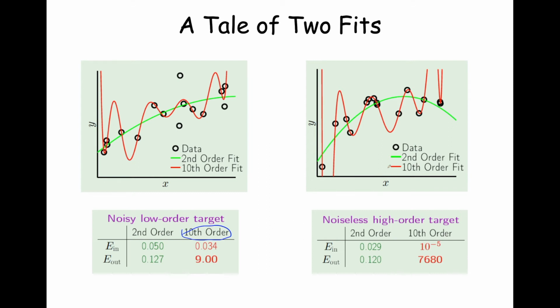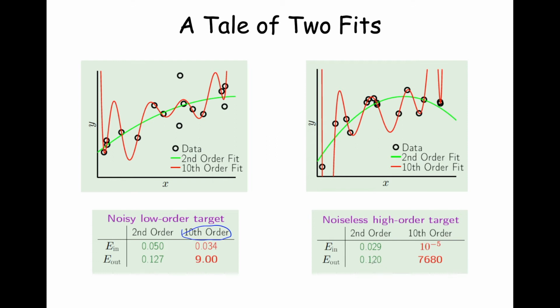So let's take a look at the noiseless high-order target function. That was the 50th order polynomial. And again, we're going to fit with a second order hypothesis set and a 10th order hypothesis set. For the second order, we get in-sample error of 0.029. Out-of-sample error, we get 0.120.